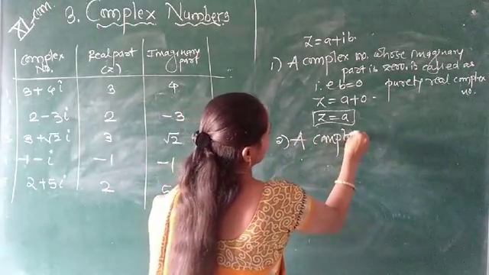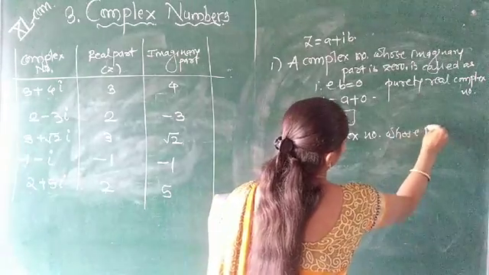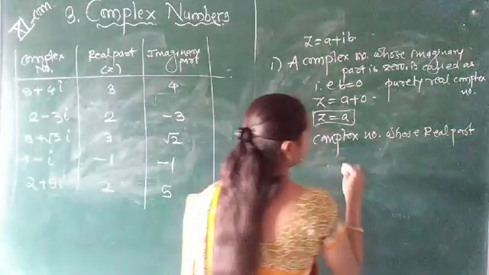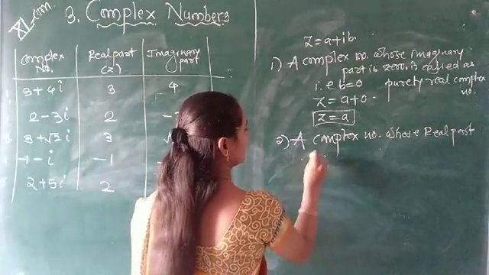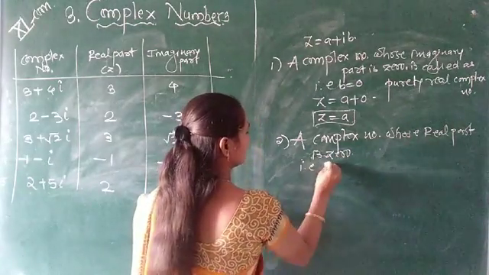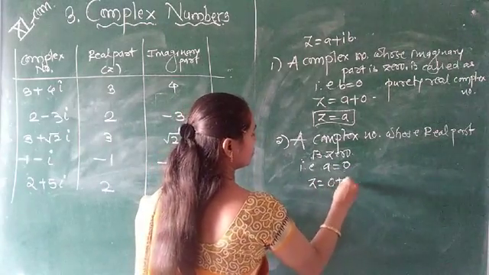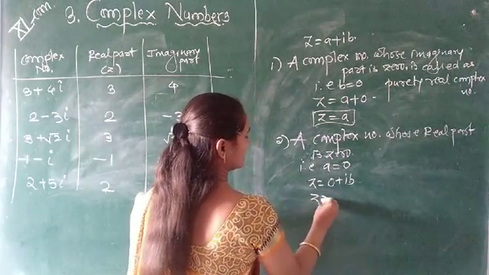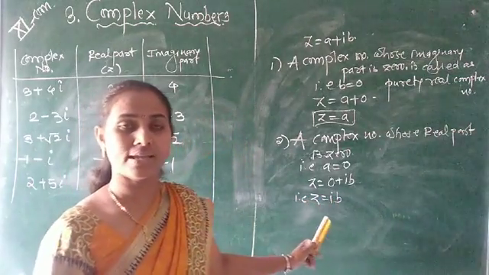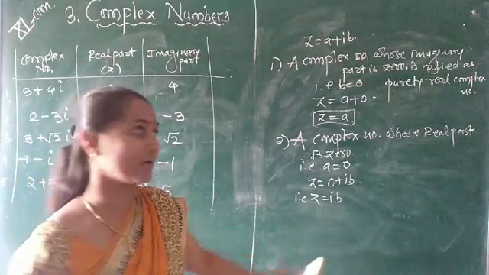Second, a complex number whose real part is 0. That means who is 0? a. Whose real part is 0. That is a is 0. Then z is equal to 0 plus ib. That is z is equal to only ib. If its real part is 0, then we will get this z is equal to ib.